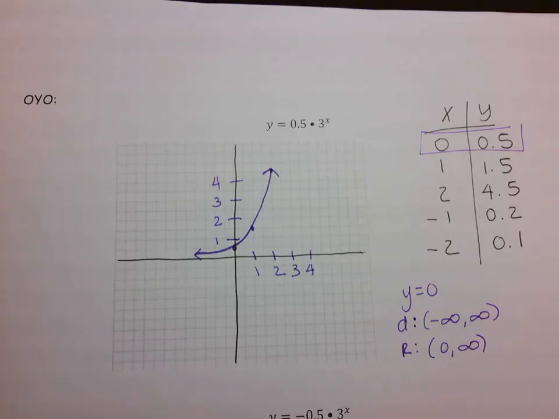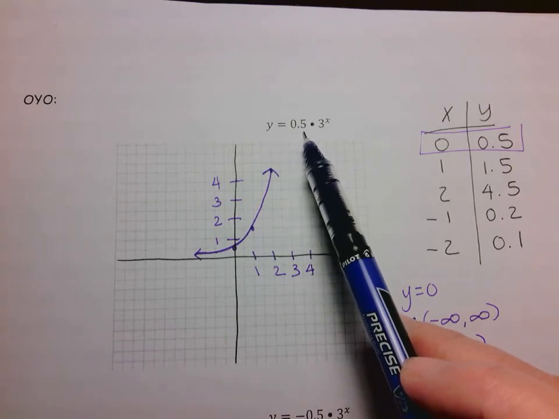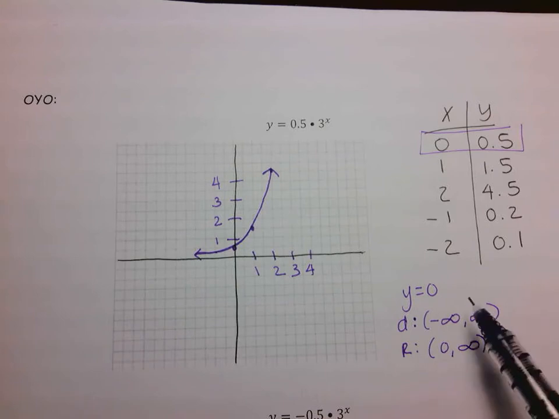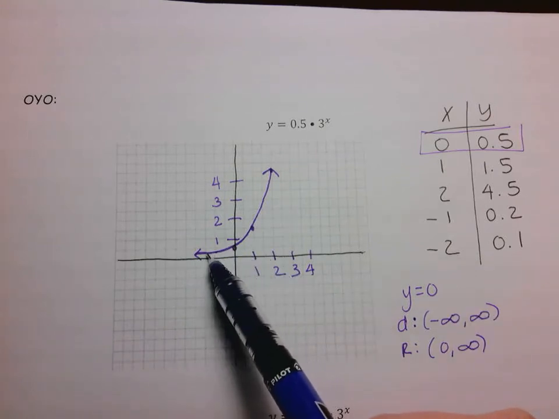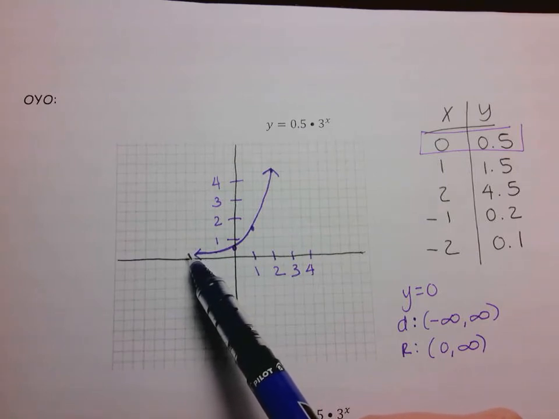Here's the answer to the first on your own problem. You can see the graph. My y-intercept, or my initial value in this situation, is going to be 0.5. (0, 0.5) is the y-intercept. My asymptote is y equals 0. What does that mean? It means this graph is going to be coming closer and closer and closer to y equals 0, but it will never cross over.